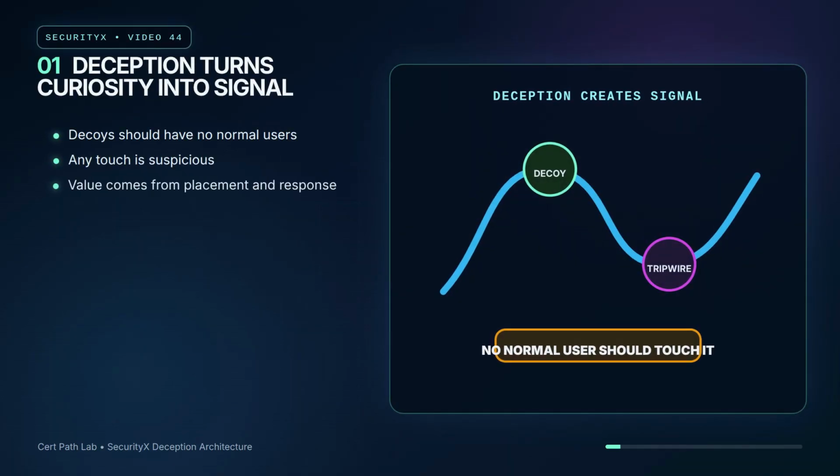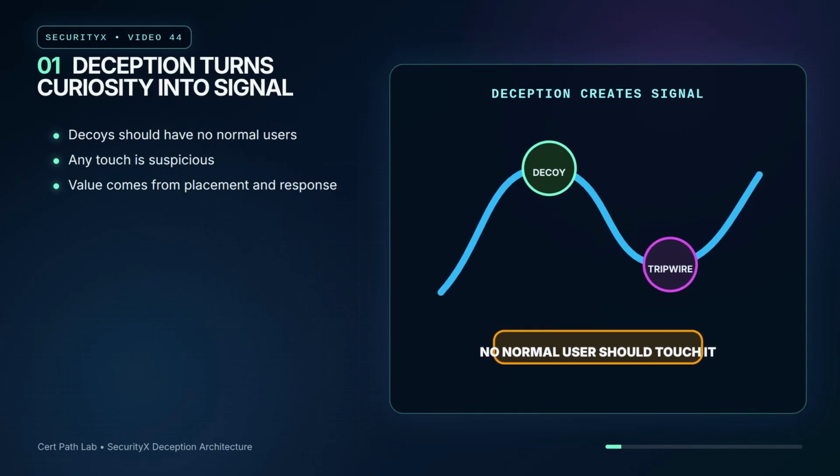A honeypot or deception control is useful because legitimate users should not interact with it. If someone scans it, logs in, opens the fake file, or uses the decoy credential, the signal is unusually strong. But deception is not magic prevention. SecurityX level thinking asks where the decoy fits, what attack path it observes, how it is isolated, and what the SOC does when it fires.